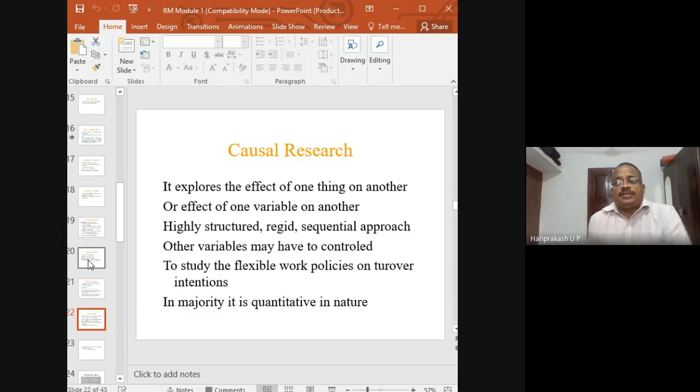Each one is a different research. I mean, different research has to be conducted differently. All these are examples of causal research. Cause and effect is there. That's why it's called causal. Cause and effect. It explores the effect of one thing on another, or the effect of one variable on another.